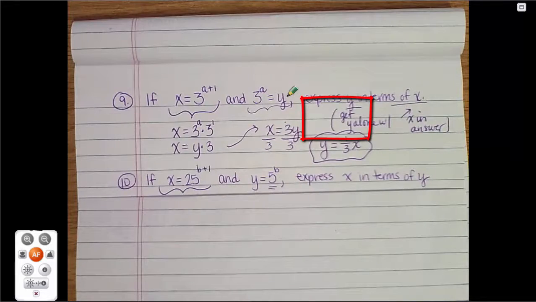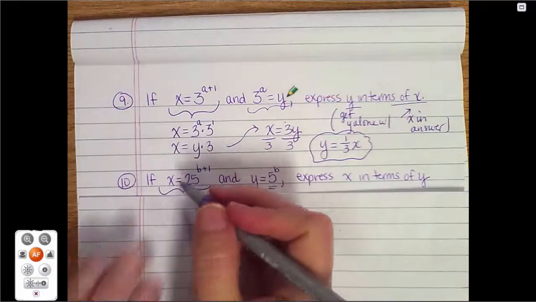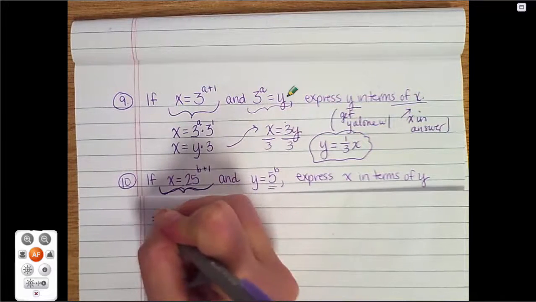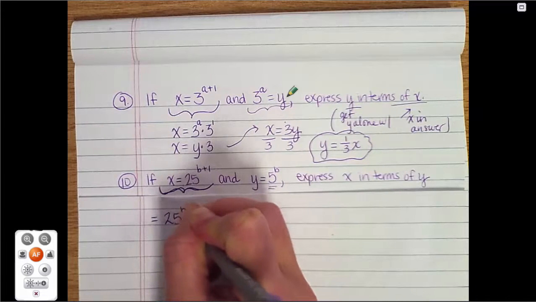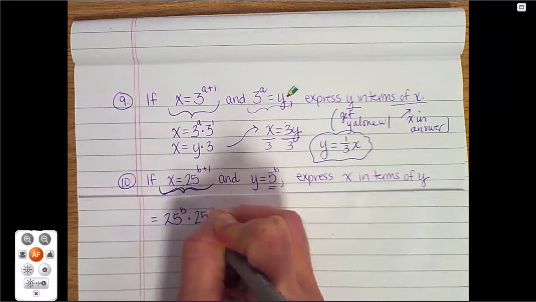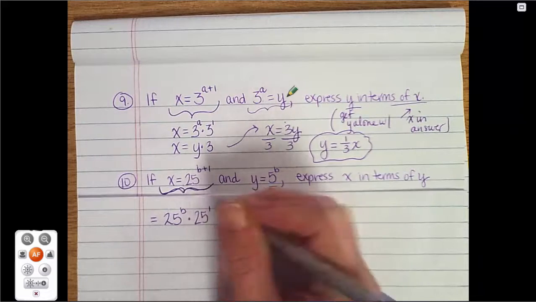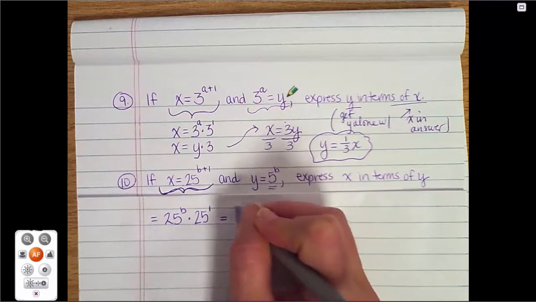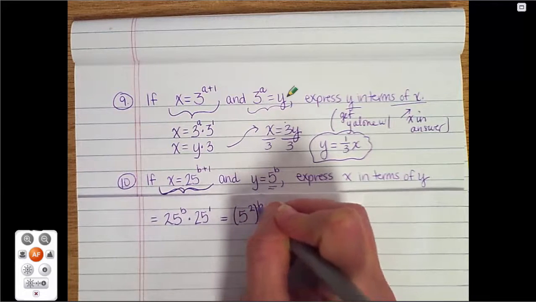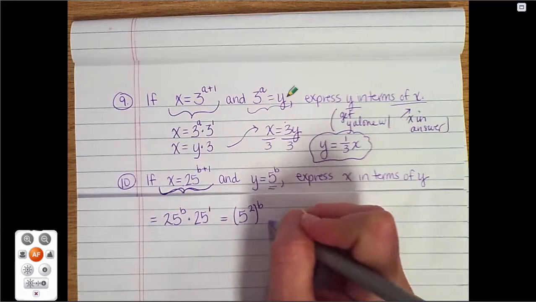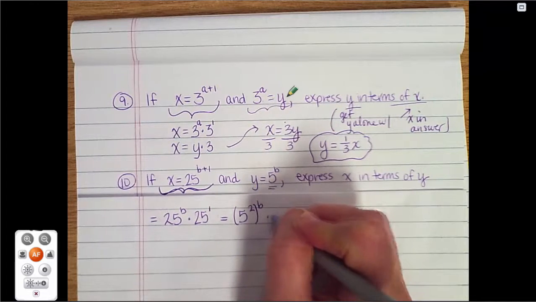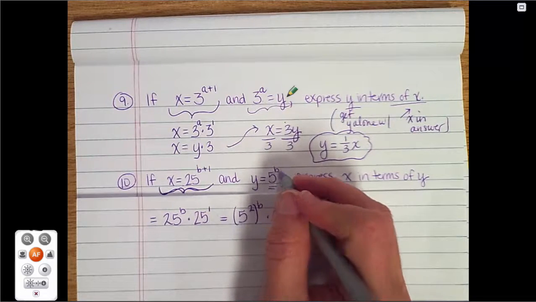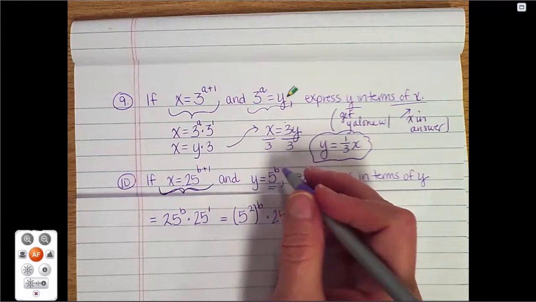Similarly, with number 10, I have x equals 25 to the b plus 1. Well, again, you need to understand that that comes from 25 to the b times 25 to the first. Now the problem is using base 5. And so I'm going to need to change 25 to the b to 5 squared to the b, because 5 squared is 25. That's still being multiplied by 25. Again, I'm paying attention to the fact that I have this 5 to the b that's my goal, so that I can replace it with y.